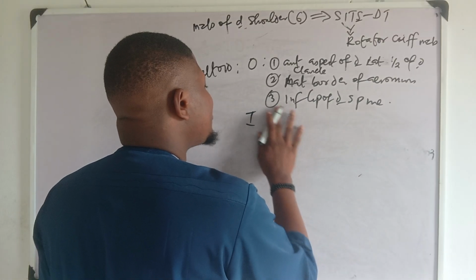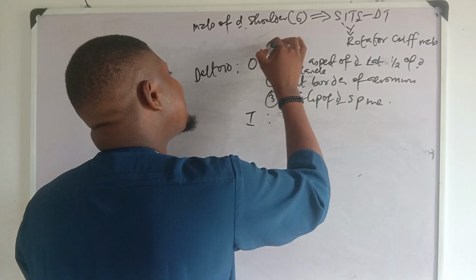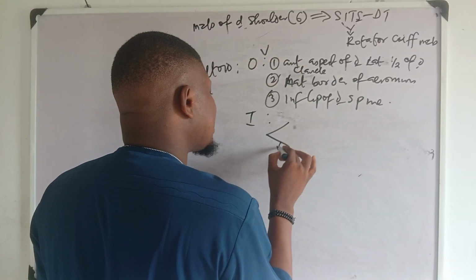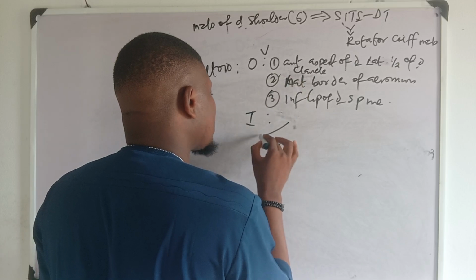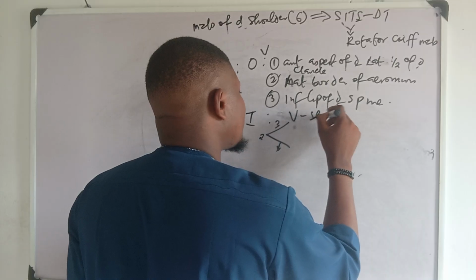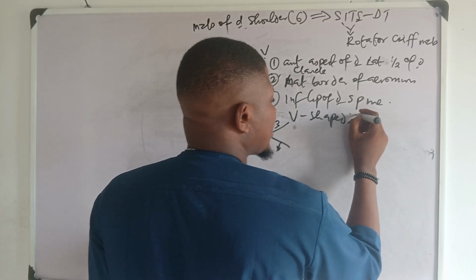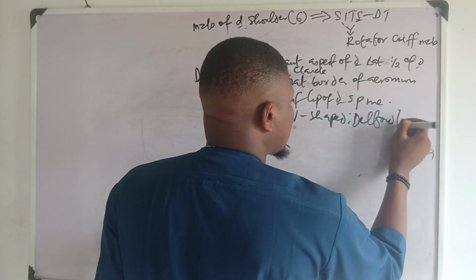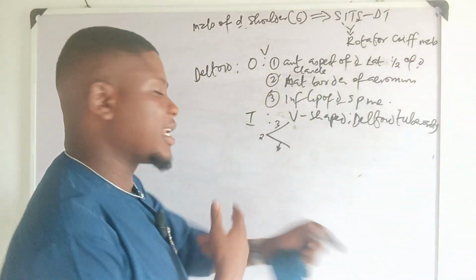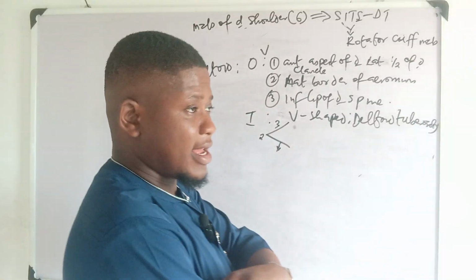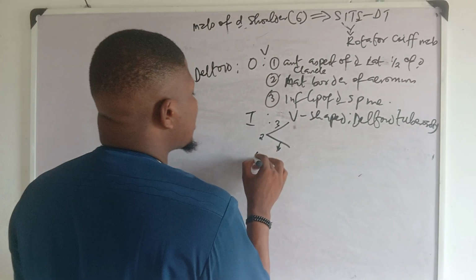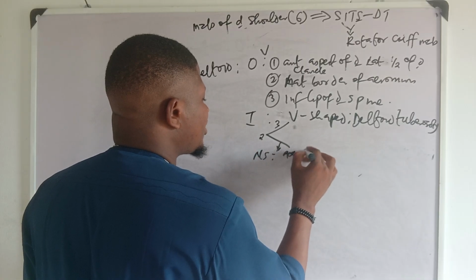Then you will normally say that this guy has a V-shaped origin. Look at the V-shaped origin: this is the first one, second one, third one. So you have a V-shaped origin and a V-shaped insertion. The V-shaped insertion is at the deltoid tuberosity, which is at the lateral aspect of the mid shaft of the humerus. Nerve supply you already know is the axillary nerve.